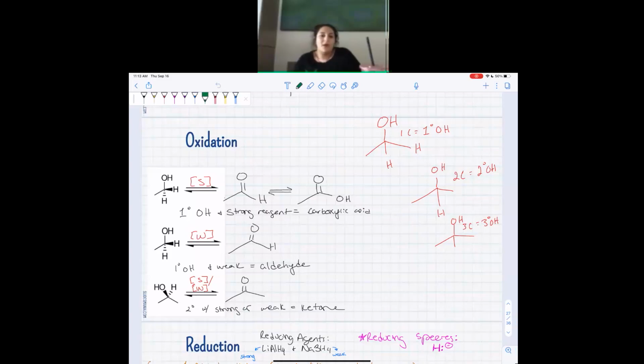So, oxidation, like we said, we're making more bonds to oxygen. And I drew out in the corner just what a primary, secondary, and tertiary alcohol look like. So, first we started with a primary alcohol. If we use a strong reagent, you are going to get a carboxylic acid. If you use a weak reagent, you're going to get an aldehyde. And if you have a secondary alcohol, you are going to get a ketone regardless of what reagents you use.